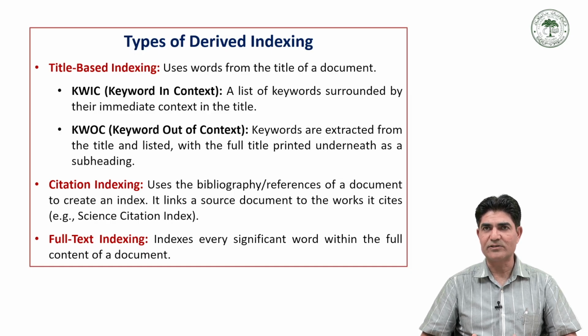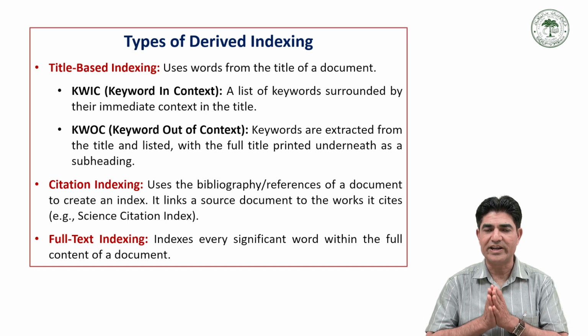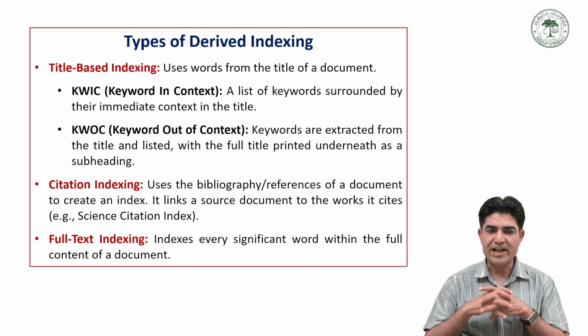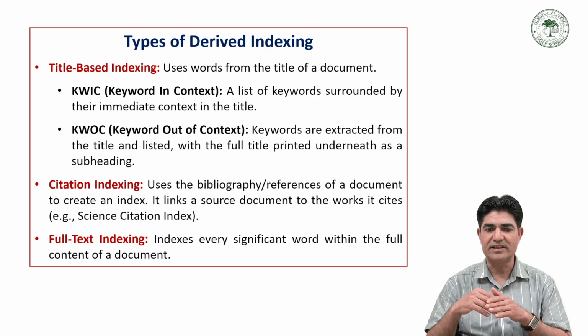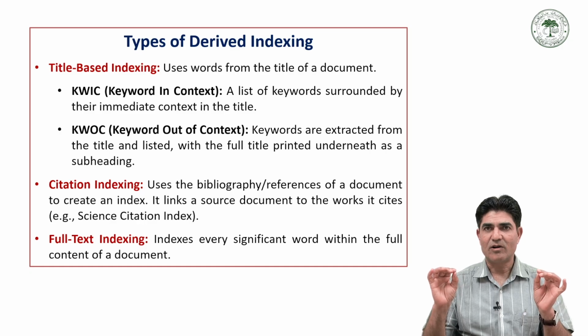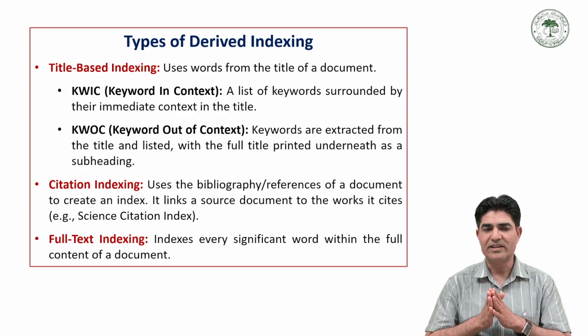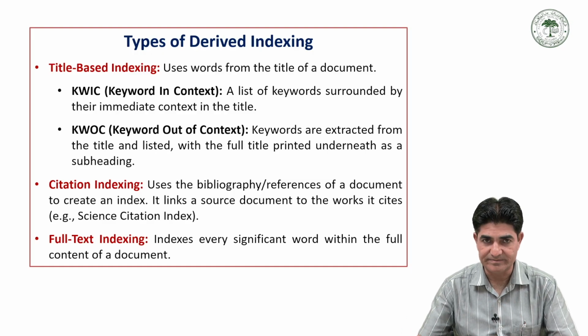Today these different kinds of indexes, the Science Citation Index, Humanities Citation Index, and Social Science Citation Index, are merged together to create a larger database known as Web of Science. Now many more databases, for example the Conference Proceedings Citation Index and Book Citation Index, are also included in this database. Full text indexing actually indexes the significant words within the full content of the document. If you are selecting the keywords from the whole text of the complete document, then it is called a full text indexing system.